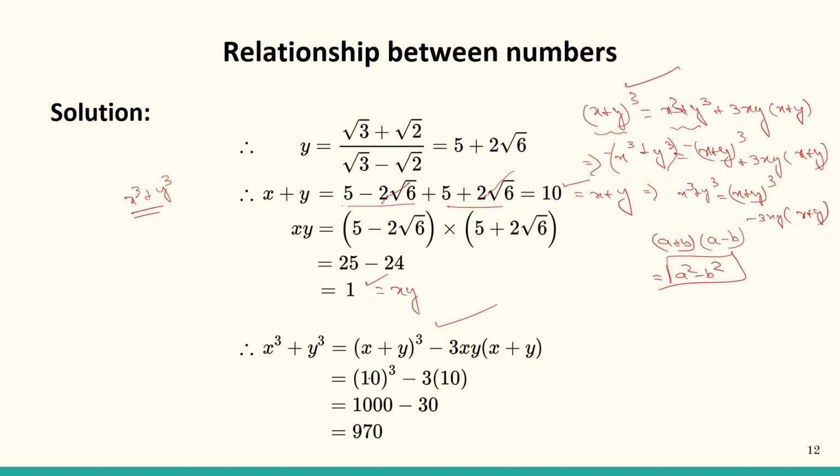Then we know already x plus y, so that is 10. So 3xy is equal to 1, xy is equal to 1. So 3xy is equal to 3. 3 into 10 is equal to 30. So this is what we are left with. So this is the final answer.